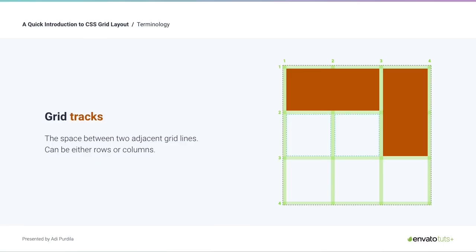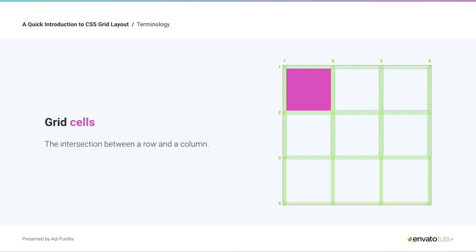We have grid tracks, and a grid track is basically a row or a column. You can also look at it as the space between 2 adjacent grid lines. So for example, if a grid starts at line 1, then it has line 2, the space between line 1 and 2 is basically a track or a column in our case. The space between, let's say, row line 2 and row line 3, that's also a track, and in our case it's a row.